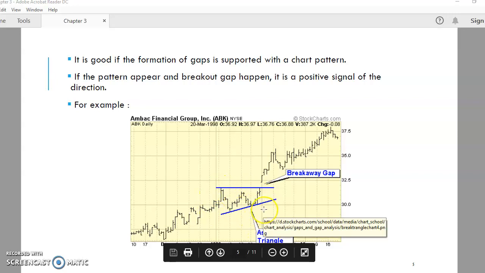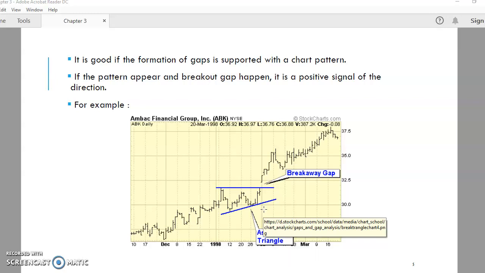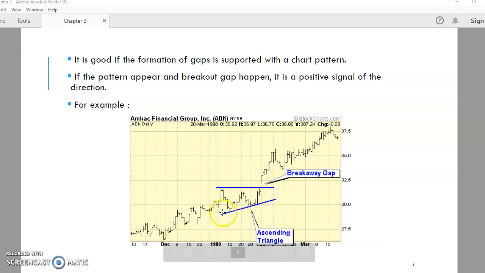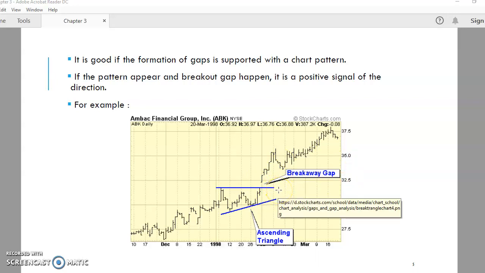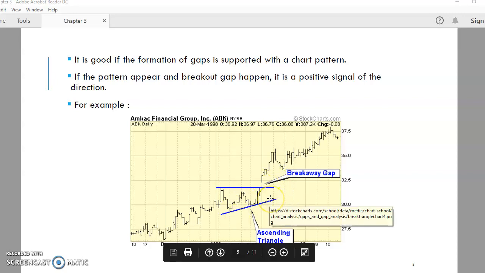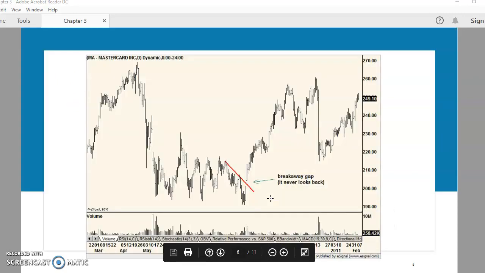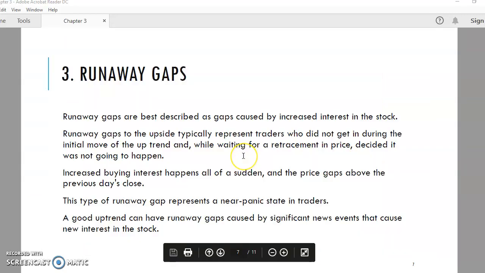So it's also good if the formation of the gap is supported by a chart pattern. If a chart pattern appears and a breakout gap happens, it's a positive signal of direction. For example, this is an ascending triangle and a breakaway gap happens. So this one is more significant compared to a breakaway gap without a pattern. Okay, this is another example.